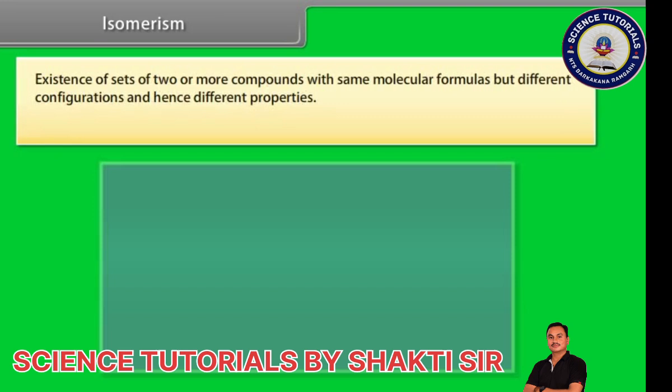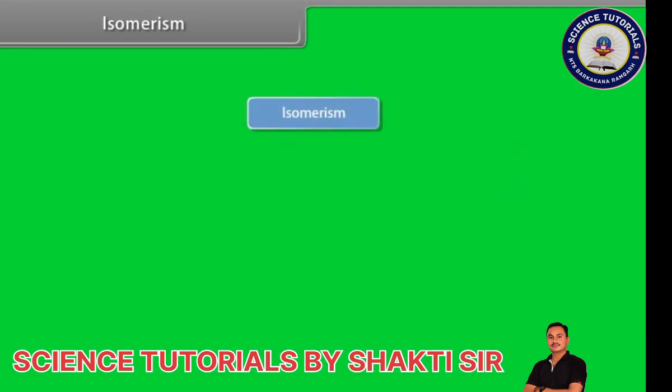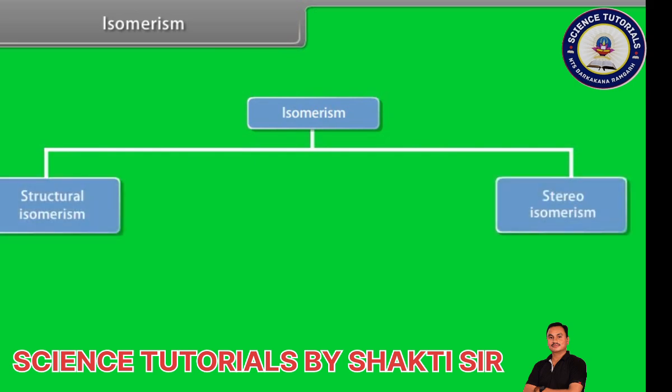Isomerism. Existence of sets of two or more compounds with same molecular formulas but different configurations and hence different properties. The compounds are called isomers. Different types of isomerisms are: isomerism can be grouped into structural and stereoisomerism.